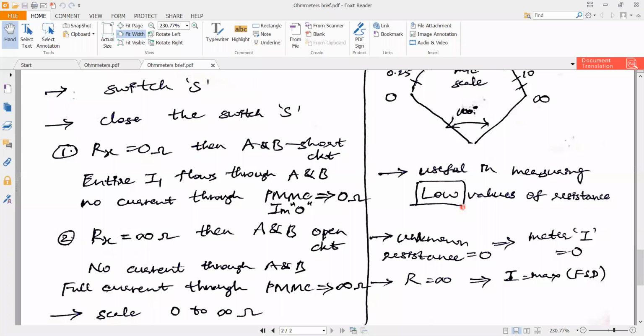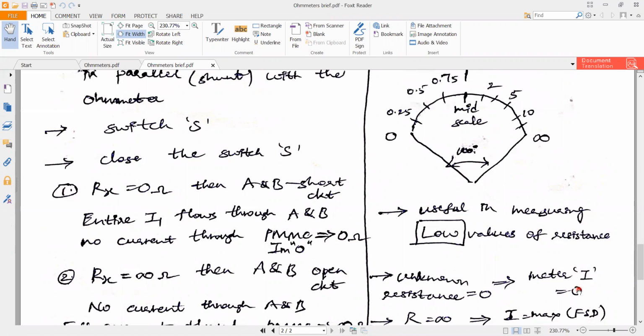Here, when the unknown resistance is 0, the meter current is also 0. When the resistance is infinite, the meter reading is also infinite, that is, full scale deflection. I am going to come across full scale deflection here. This is regarding the series ohm meter and shunt ohm meter.